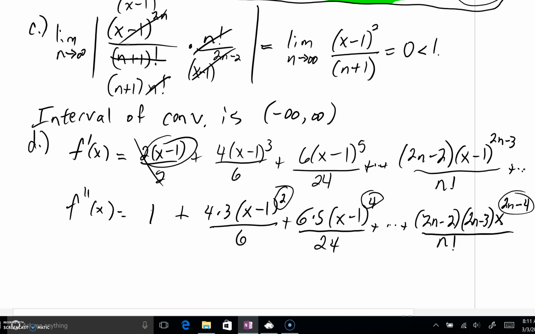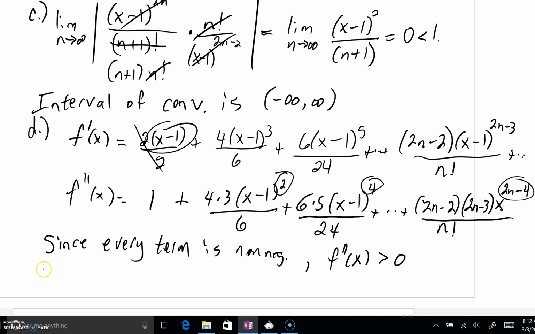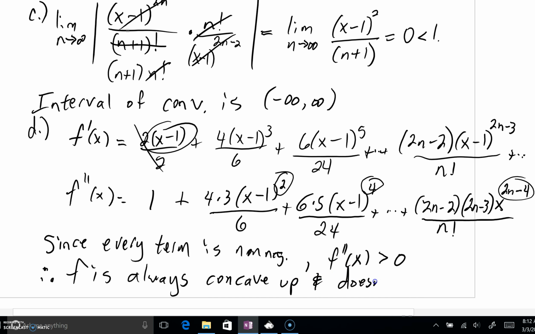And we start off with a 1. What we can say is, since every term is non-negative, we can say with confidence that our second derivative must be greater than 0. Therefore, f is always concave up, and doesn't have any points of inflection. And that wraps up this very important first problem.